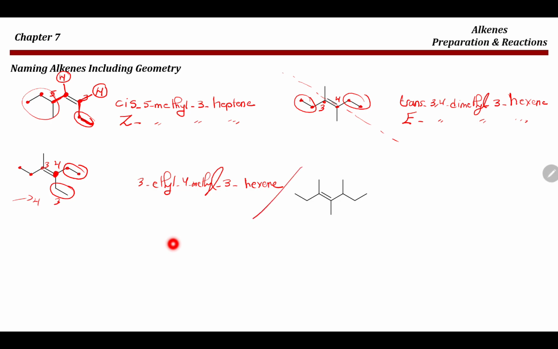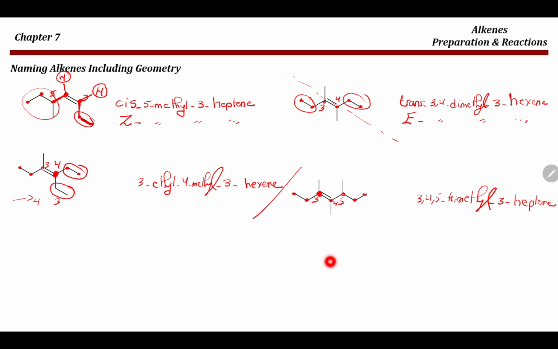There's no geometry here. Finally, for this one, 1, 2, 3, 4, 5, 6, 7. This is heptene. The double bond, definitely 3. Here, the branches will be at positions 3, 4, and 5. And they are all methyls. So this is 3, 4, 5 trimethyl 3-heptene.